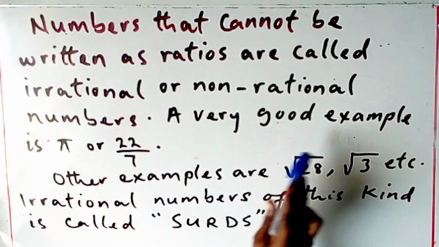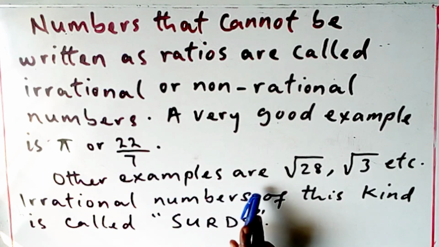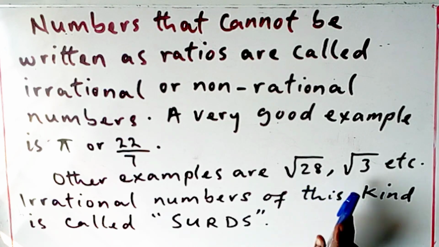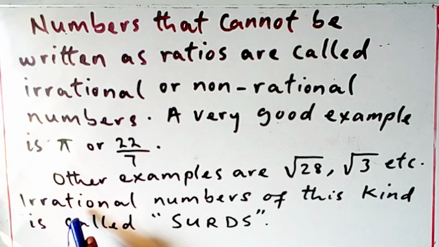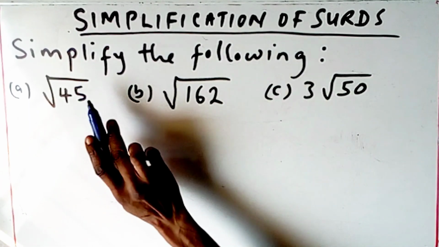A very good example is pi, or 22 over 7. Other examples are root 28, root 3, etc. Irrational numbers of this kind are called surds, and that is what we're going to be treating. Let's see some examples. Simplification of surds.